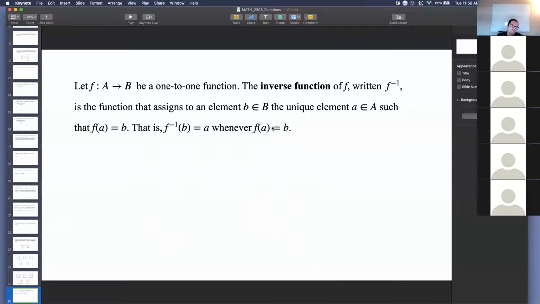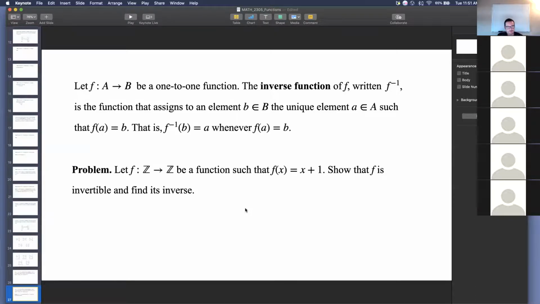Okay. So this definition just means that it's a function that takes the image. So if you look here, the image of a is b, right? So this takes the image of a back to a. Okay, the image of a gets sent back to itself. All right.